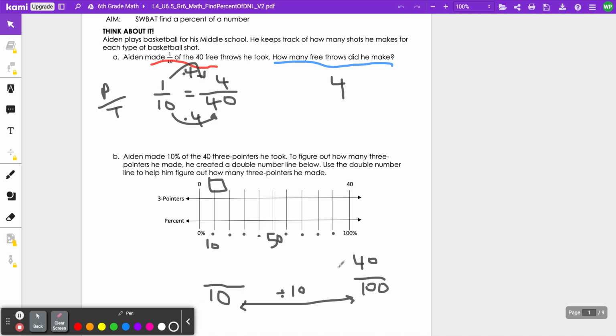And if we divide 40 by 10, that gives us the number of 3-pointers that Aiden made. In this case, that would be 4. So 10% of 40 is equal to 4.